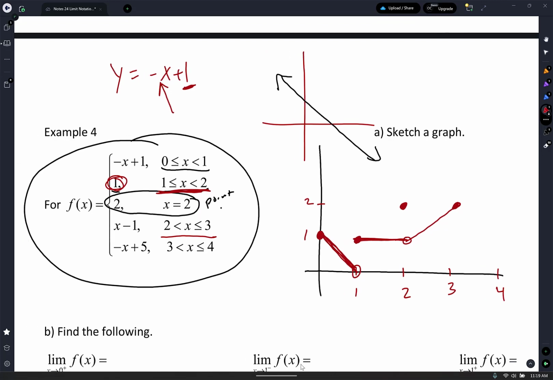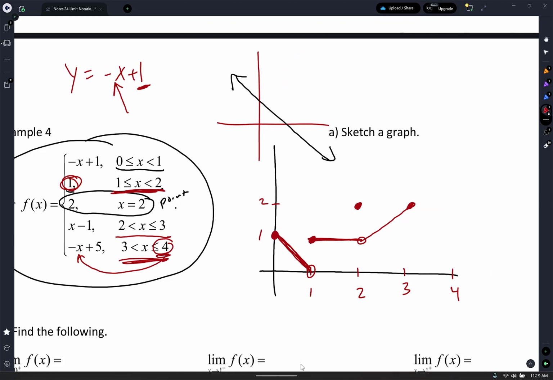Look, guys. This is my interval. At 4, I plug in a 4 in here. That negative stays there. Negative 4 plus 5 is 1. So the output is 1, and there's an equal sign down there. So I have a point at 4, 1. I need to go from this point, which was 3, 2, all the way to 4, 1. So it's a linear line.